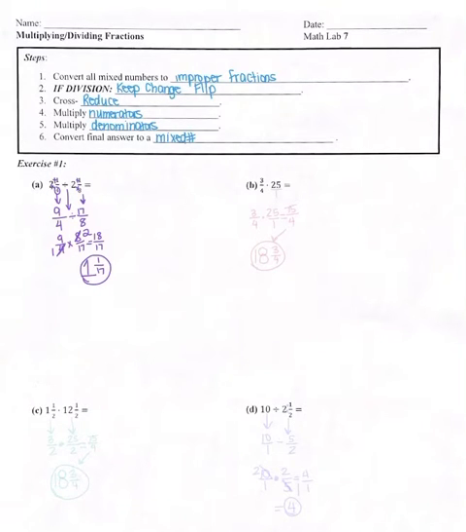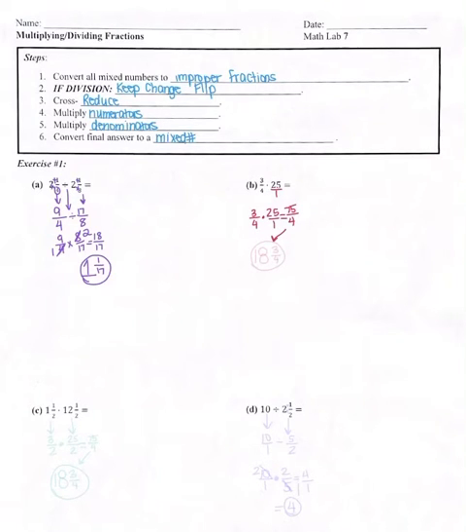Part B. So now we're multiplying and we have one fraction, one whole number. The first thing we want to do is make both of these improper. So we make that 25 improper by putting it over 1. Rewriting it, we have 3 over 4 times 25 over 1. We look to see if we can cross-reduce. You can't cross-reduce 3 and 1. You can't cross-reduce 4 and 25. So then we multiply the numerators and we multiply the denominators.